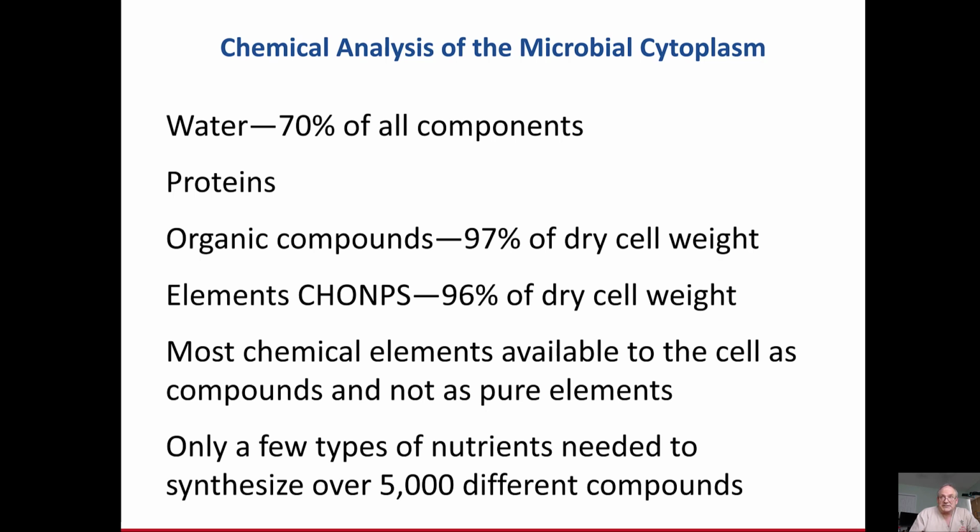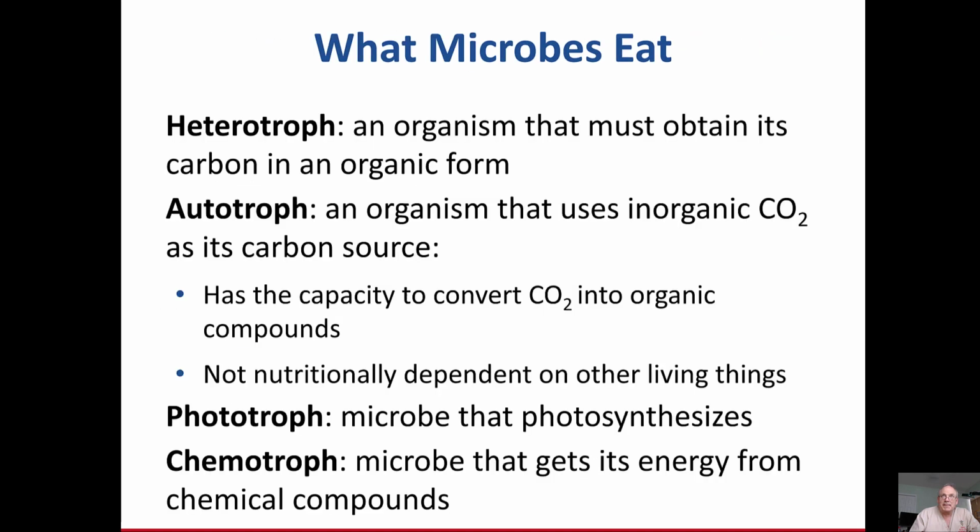Most chemical elements are available to the cell as compounds and not as pure elements. The salts, the sodium versions of various things and that sort of thing. Only a few types of nutrients are needed to synthesize over 5,000 different compounds, which is amazing. These are lean, mean fighting machines, and they know how to do it.